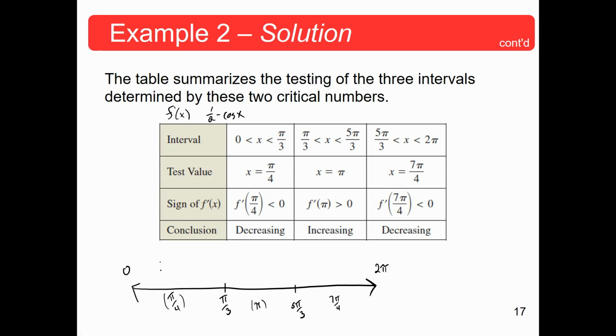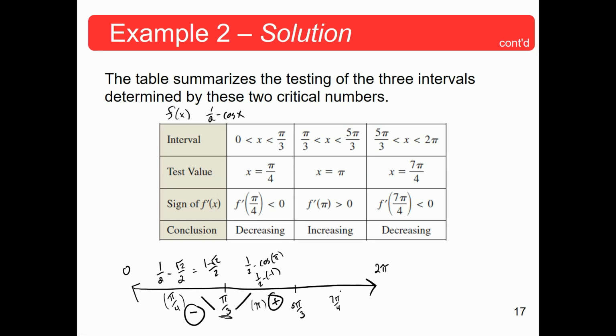Plugging in pi over 4, I get 1/2 minus cosine x, which is root 2 over 2, so I get 1/2 minus root 2 over 2. Well, root 2 over 2 is bigger than 1/2, so this is going to be a negative number. This means I am decreasing. If I plug in pi, I get 1/2 minus cosine of pi, and cosine of pi is negative 1. So I have 1/2 minus negative 1, which is 1/2 plus 1, a positive number, which means we are increasing. So that tells me that pi over 3 is a relative minimum.